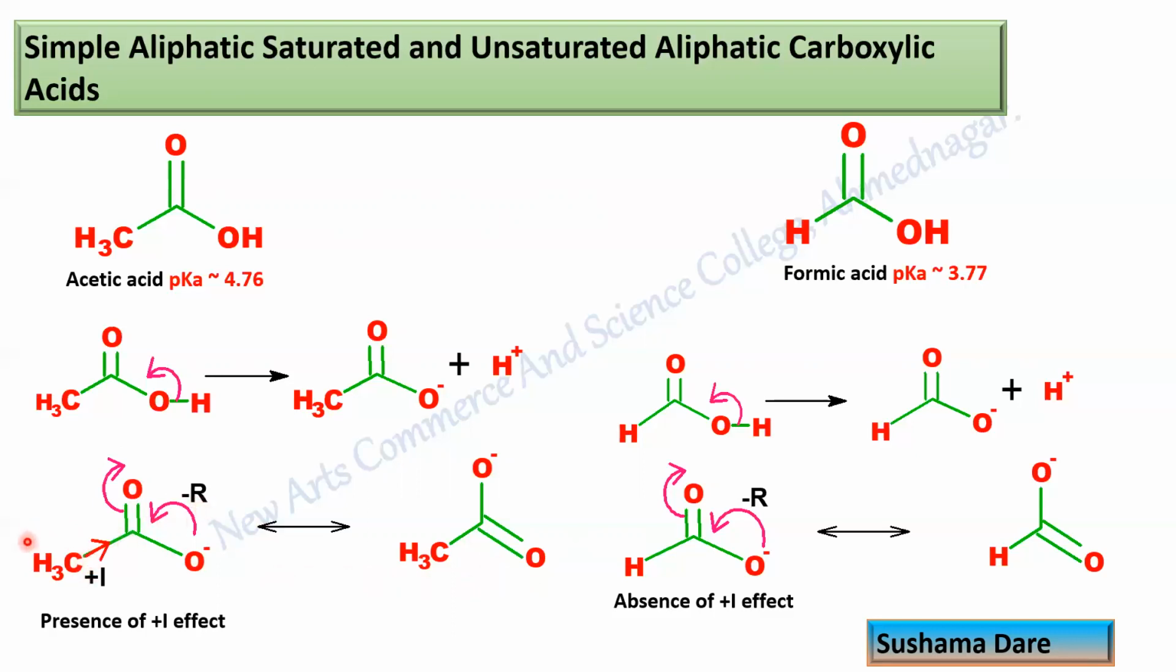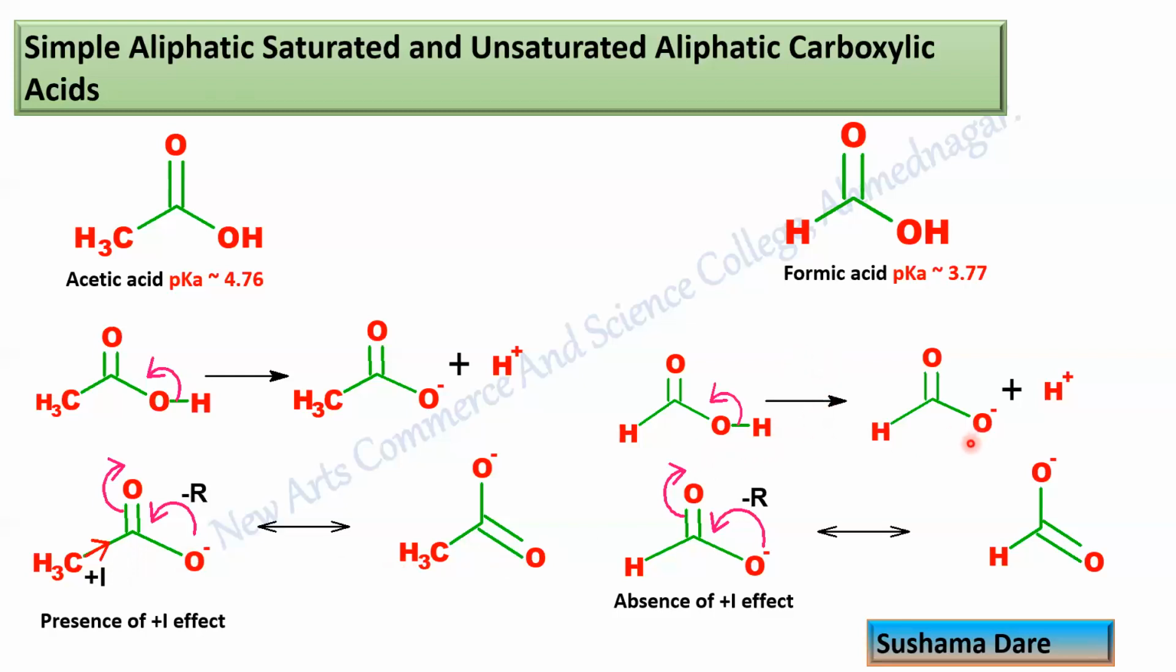What happens to this methyl group? What is the role of the methyl group? Alkyl groups show electron donating inductive effect. So the methyl group shows plus I effect, while the carbonyl group shows minus R effect. And these are the resonating structures we can write for the conjugate base. So the same is over here.